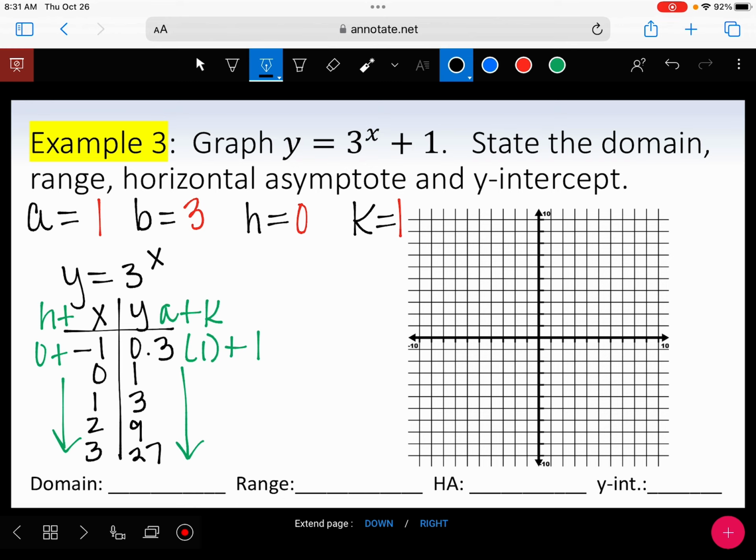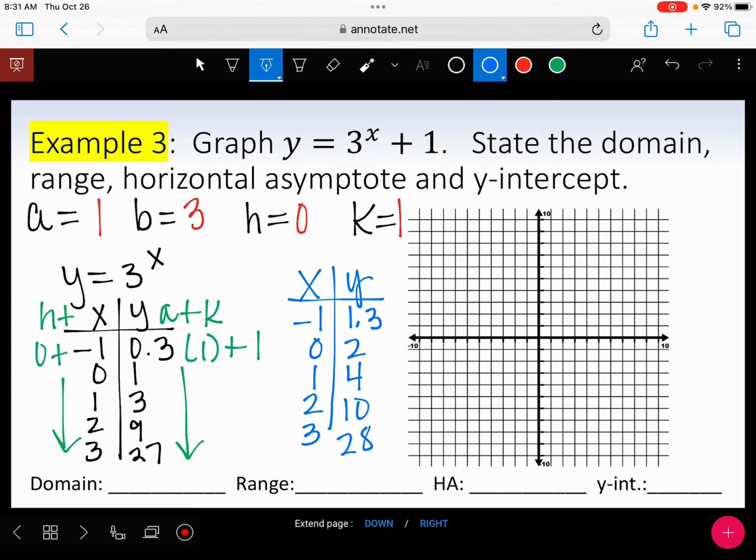So let's go ahead and make our table. And this should go pretty fast because our x's are not changing, and our y values are going up by 1. So that would be 1.3, 2, 4, 10, and 28. And obviously that last number won't fit, and that's okay. The last ordered pair we'll have to just leave off. Fit what you can fit.